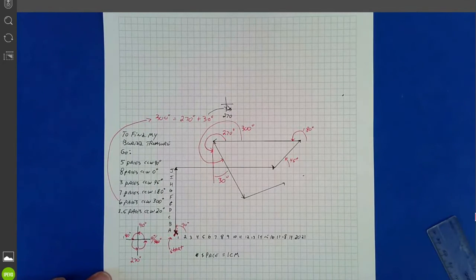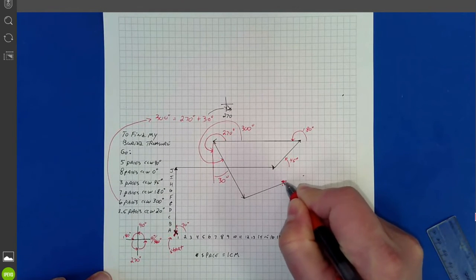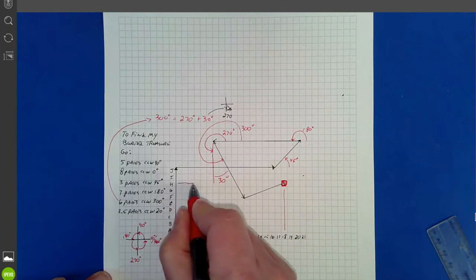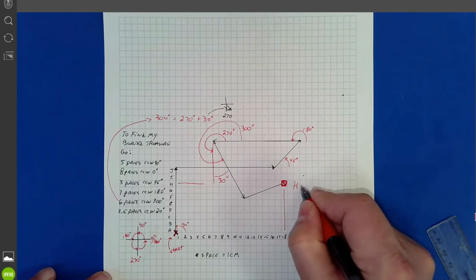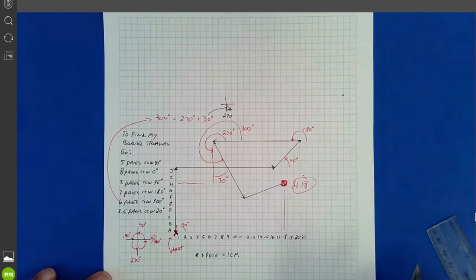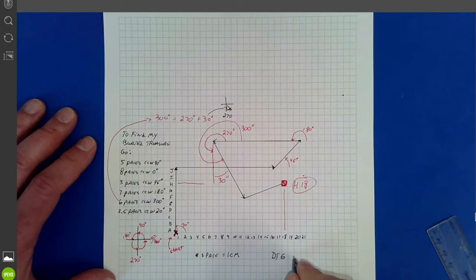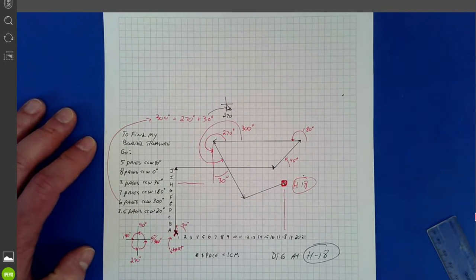So this is where my treasure is buried. It's buried in this box right here, and that box happens to be H18. So when I give my final answer for this, I would dig at H18. That's where the buried treasure is.